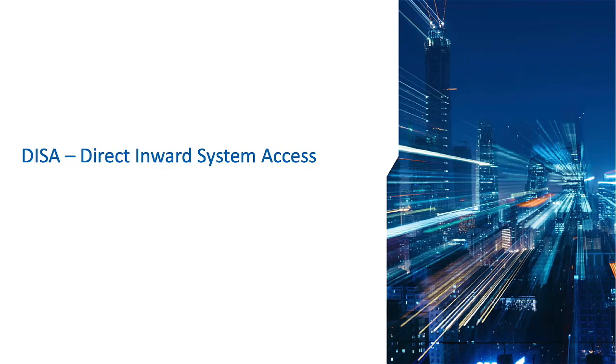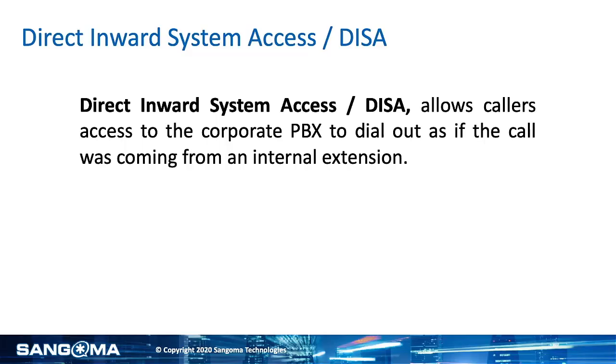for short. I'm going to explain the administration configuration requirements and the end-user experience working as a remote worker. Direct Inward System Access, DISA, allows callers to access the corporate PBX to dial out as if the call was coming from an internal extension. The benefit of this is remote workers can now place a call by calling Switchvox and letting Switchvox dial that number on their behalf, and their personal caller ID information will be hidden and the Switchvox caller ID information will be sent with the call.